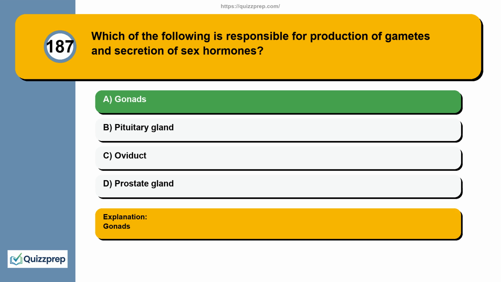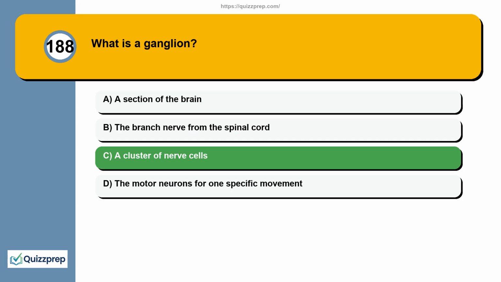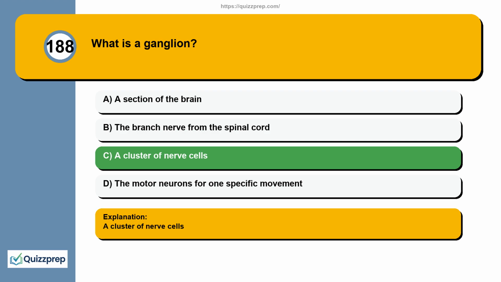Gonads. Question 188. What is a ganglion? Option A, a section of the brain. Option B, the branch nerve from the spinal cord. Option C, a cluster of nerve cells. Option D, the motor neurons for one specific movement. The correct answer is option C, a cluster of nerve cells.